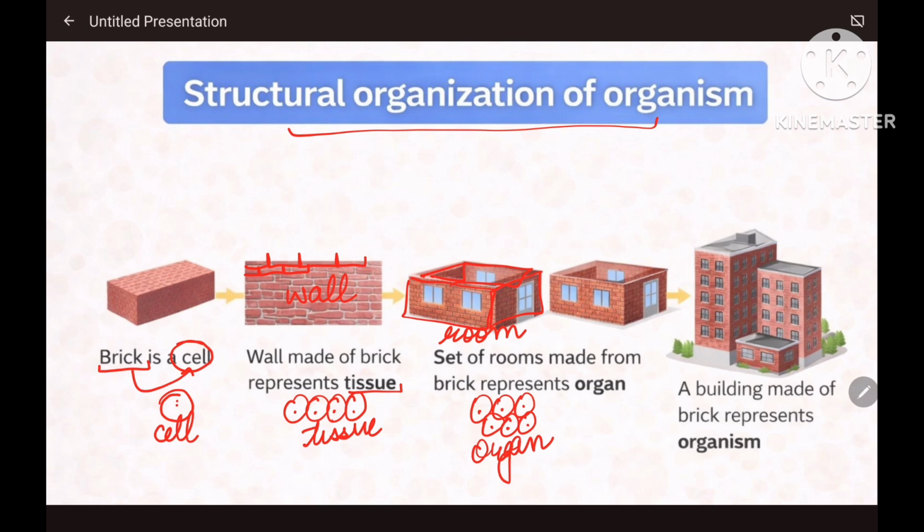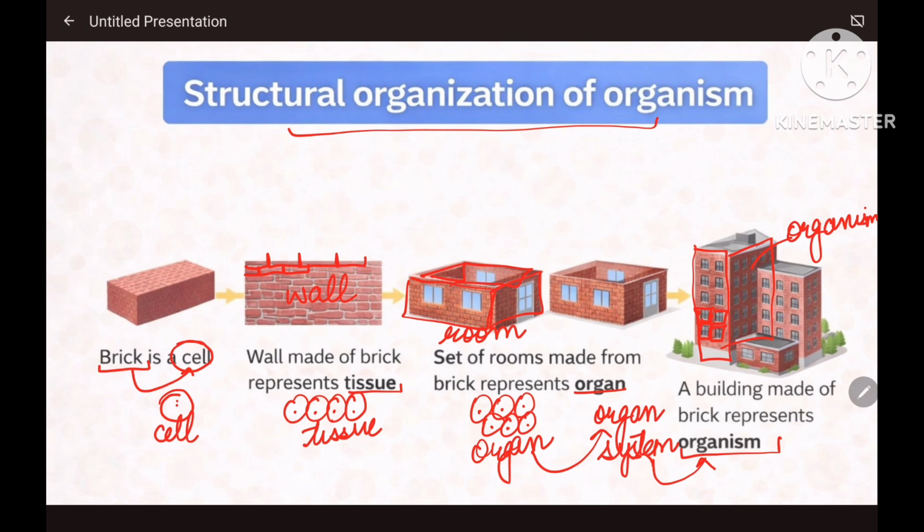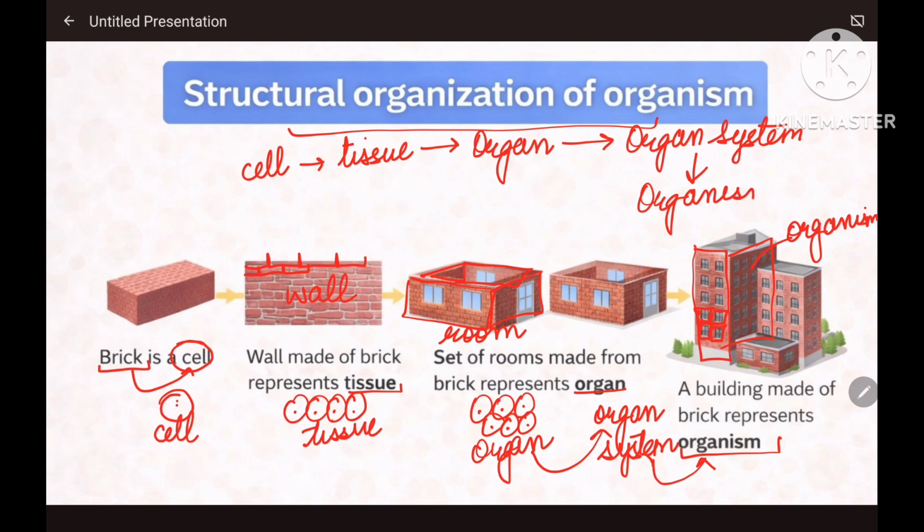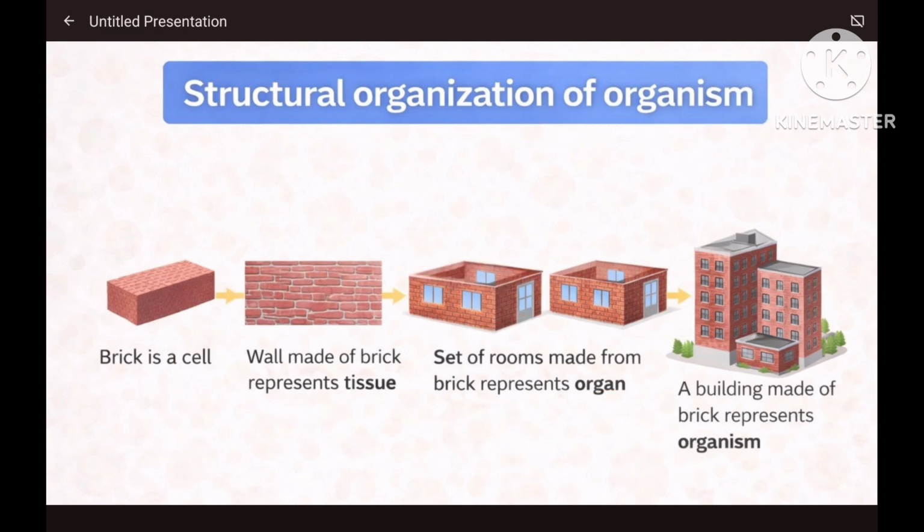Next, many rooms together, you can see here there are many rooms. They make a complete building. Similarly, different organs work together, just as I told you about how breathing occurs. So many organs work together to form an organ system, just like our digestive system. Finally, this complete building represents an organism. All the organ systems together form a complete living organism such as a human being or plant. So remember, cells form tissue, tissue forms organ, organ forms organ system, and ultimately an organism. Just like bricks build a building, cells build a body. Alright, I hope the concept is clear.